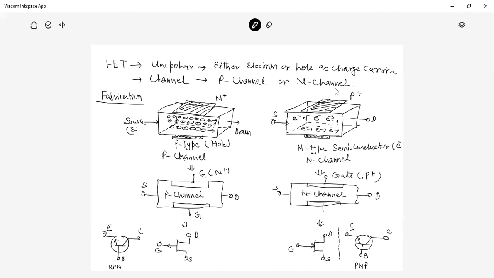So if the arrow is directed towards the base, then it is PNP in case of a transistor. But here, if the arrow is directed towards this block, then it is N channel. Here, the arrow is away from the base to the emitter, then it is NPN transistor. And here, if the arrow is away from this block, then it is called P channel. So this is P channel. Here it is N channel.